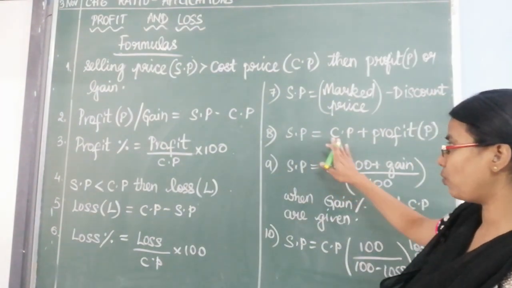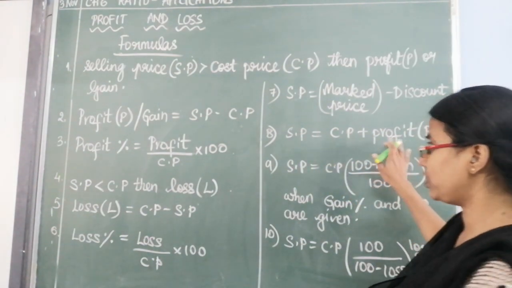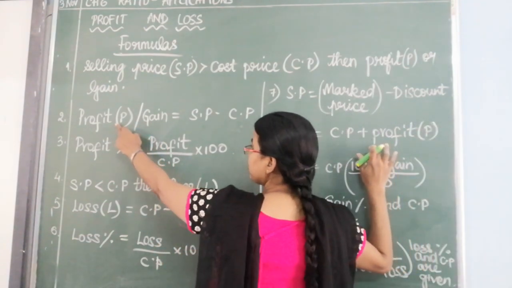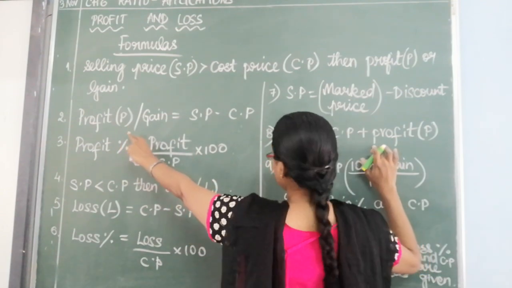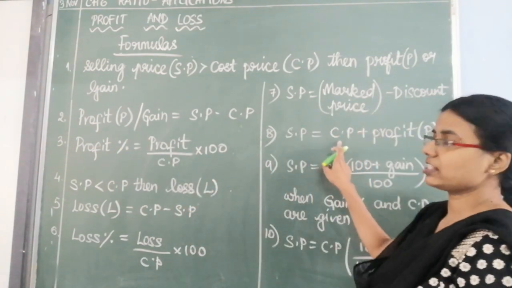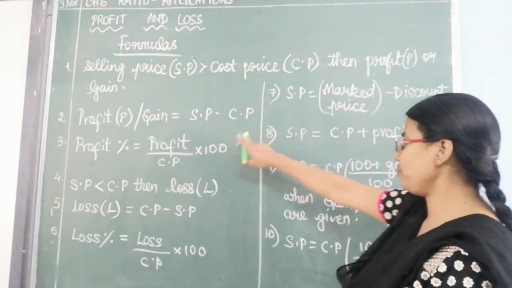Then SP is equal to CP plus profit. When the profit formula is there, in this we are only finding out SP. This will go that side, that is profit plus CP. Same thing we have written.